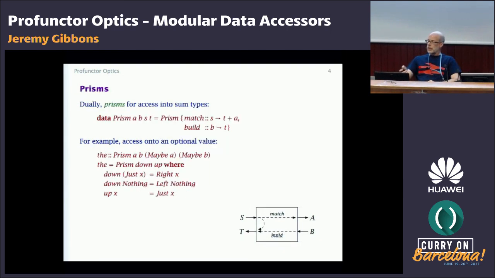So that's lenses. The dual, prisms, is for sum types. Think for example of an object-oriented superclass with several concrete subclasses, and a prism will give you access to one of these things as the subclass. So maybe you've got shapes and you've got squares and circles, and you've got something that you want to do to a circle, and what you're given is a shape. So it's got the wrong type.